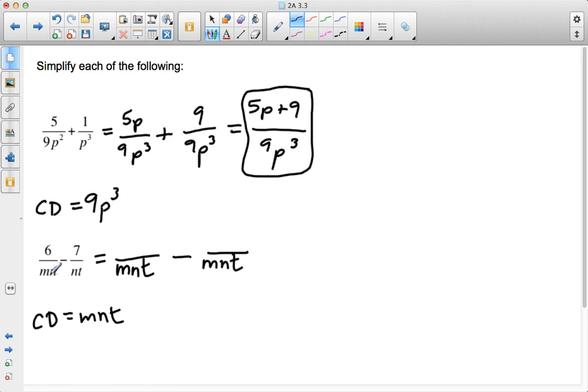Now I'm going to go ahead and multiply. In this case, I had to multiply mn times t in order to get m, n, and t. So whatever you do to the denominator, you have to do to the numerator. So I have 6t, and then I had to multiply my second fraction by m, so that I have 7m. So then my answer, my simplified fraction here, is going to be 6t minus 7m over mnt.